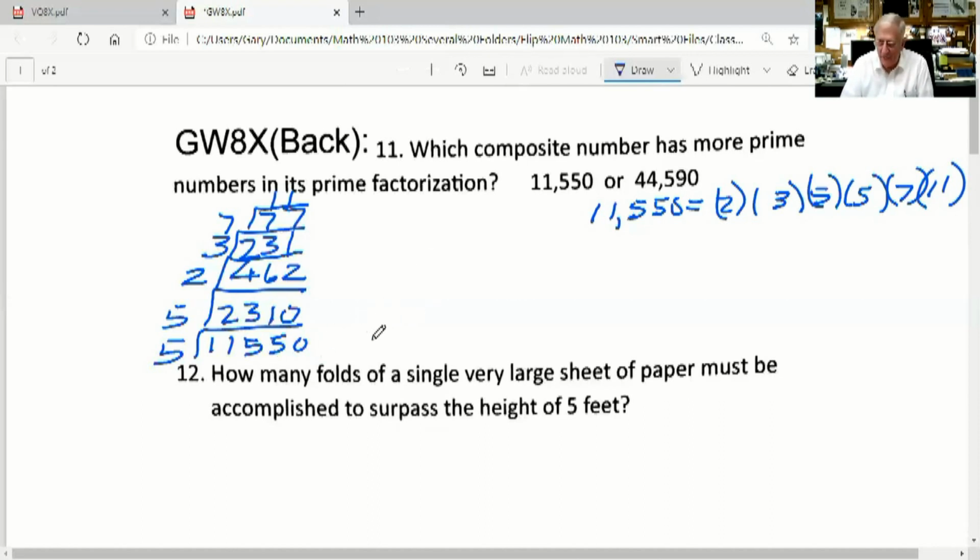Well, let's try 44,590. Okay, well, it's divisible, that's a 0 at the end, right? So that is divisible by 5. So let's start that out. Let me go over here to my calculator. 44,590 divided by 5 is 8918.